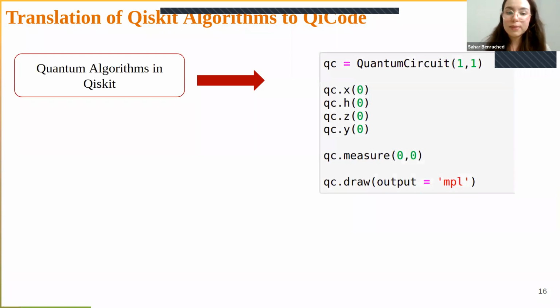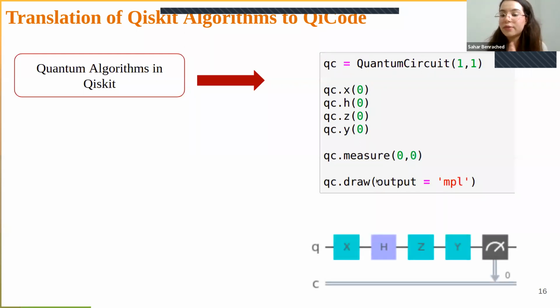So if we have a quantum algorithm, which we are using Qiskit to design. In this example, I'm taking a quantum circuit of 1 qubit, and then I'm applying a sequence of instructions or sequence of gates that is the X gate, the Hadamard gate, the Z gate, and then the Y gate. Then I would measure my qubit, and of course, I would like to use the Qiskit visualization tool of a circuit in order to see clearly the sequence.